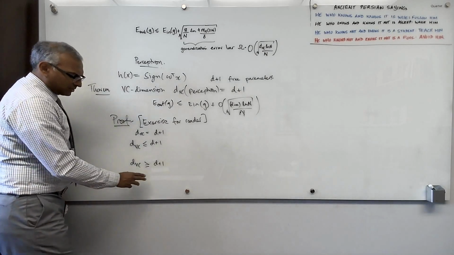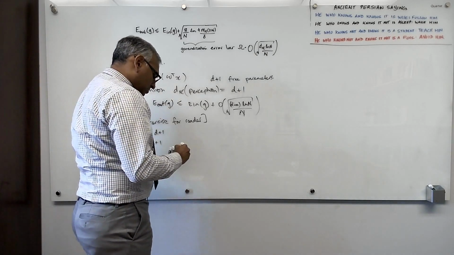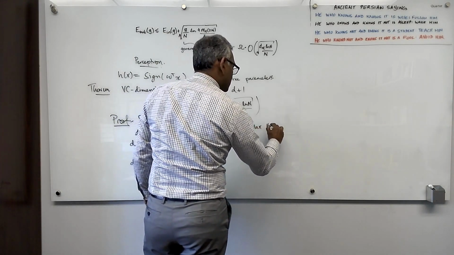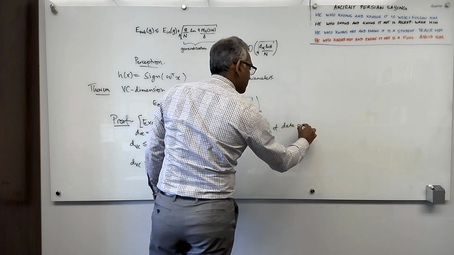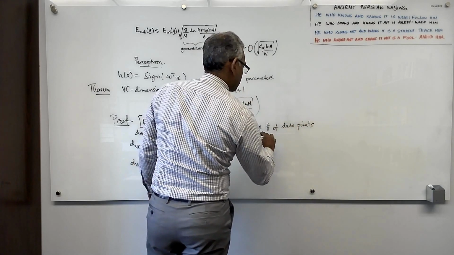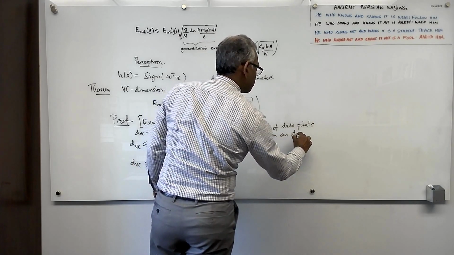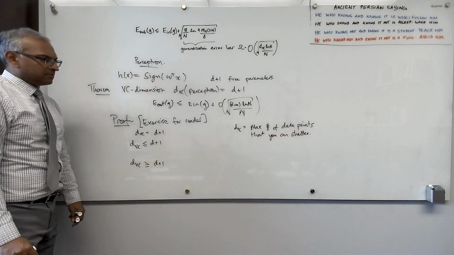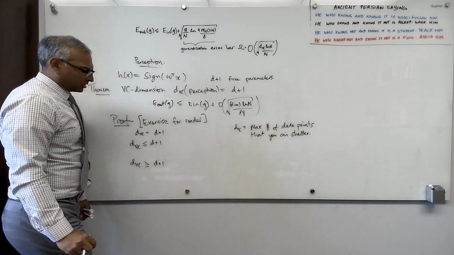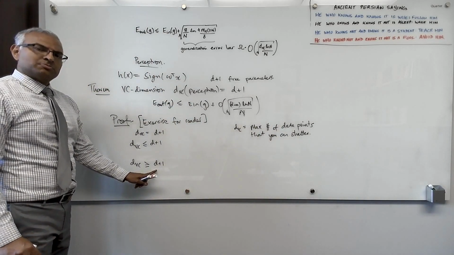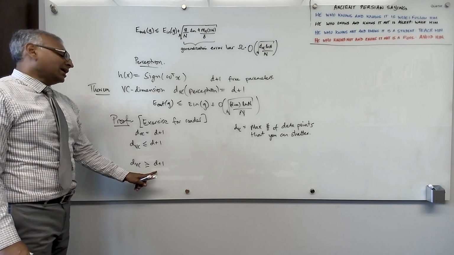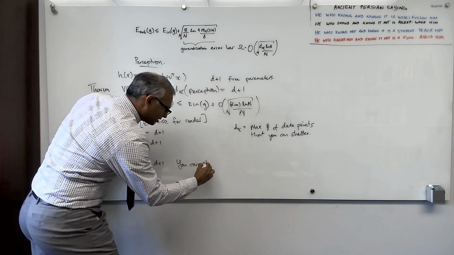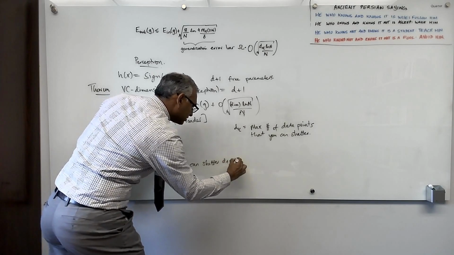So let's discuss how we show these things. Let me remind you, the VC dimension, dVC, is equal to the max number of data points that you can shatter. So to show that the VC dimension is at least d plus 1, you have to show that the max number of data points that you can shatter is at least d plus 1, which means that it suffices to show that you can shatter d plus 1 points.